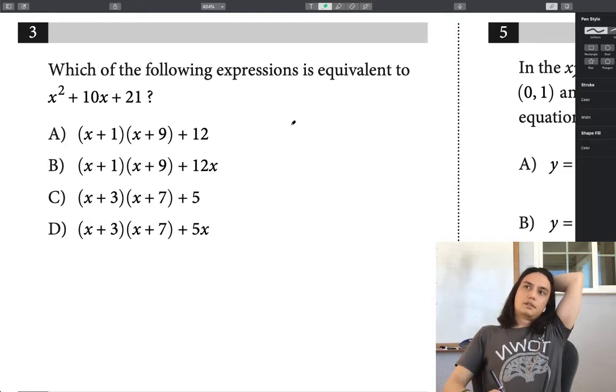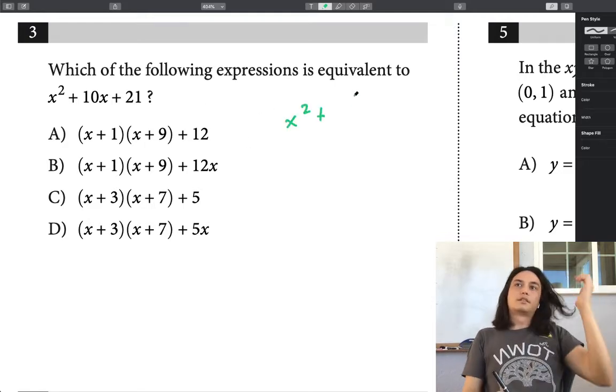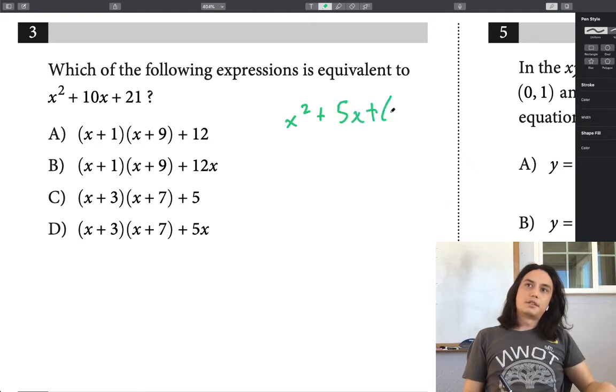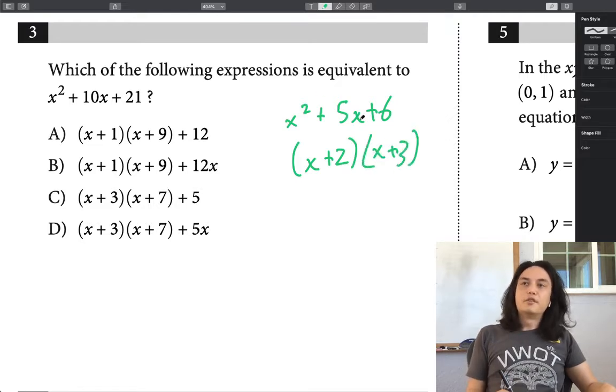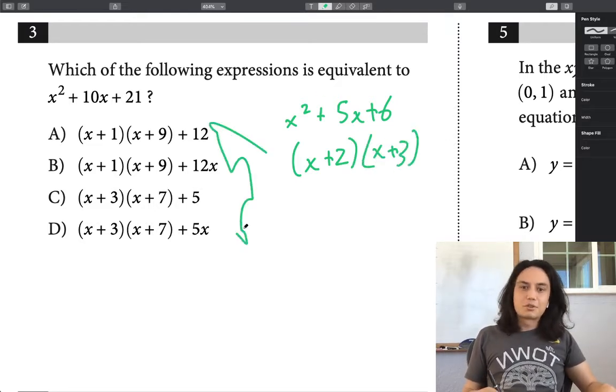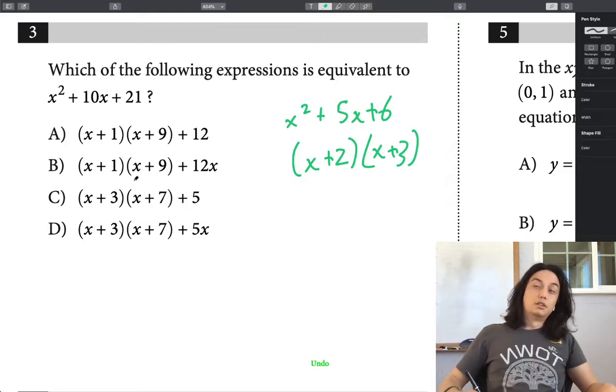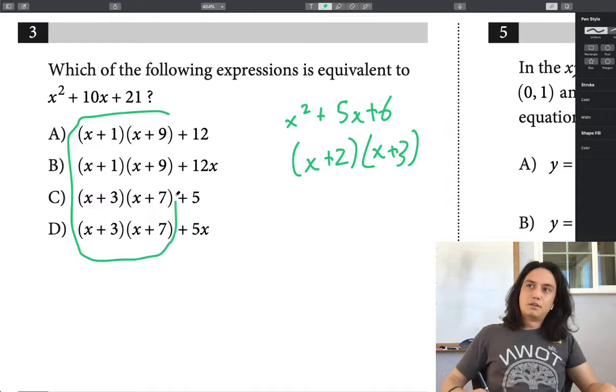If you had x squared plus 5x plus 6, this would be an easier problem to solve because it would just be, hey, foil this. What is this? It's 2 and 3. Oh my God. Yes, it's 2 and 3. And then we would foil and look for the answer in the answer choices and be done. This is a little bit harder because these answers aren't clean foils. They're clean foils plus this leftover random stuff.